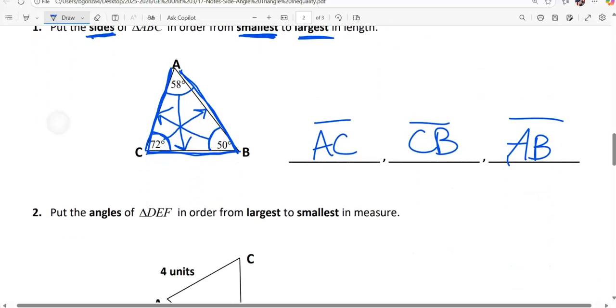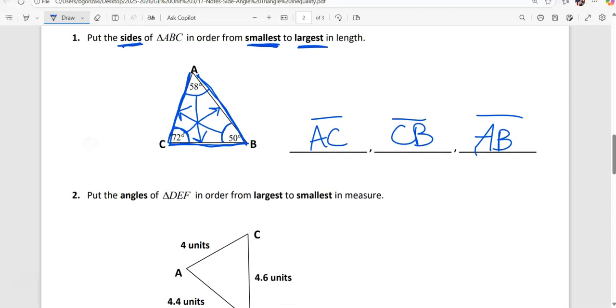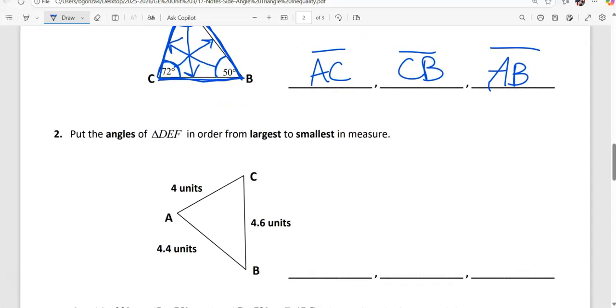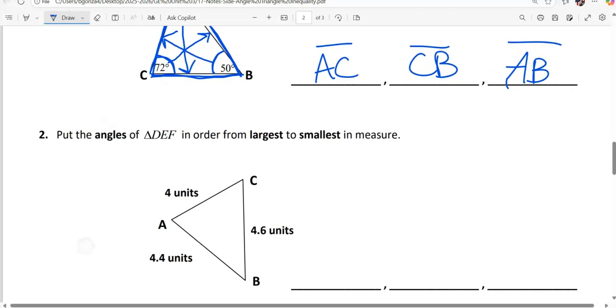Now, what about angles? Number one was talking about sides from smallest to largest. Let's talk about the next one. Number two. It's asking us to put the what? Now we're doing angles in order. And we have to read this carefully because it's not saying smallest to largest this time. It's saying largest to smallest. So I look at my picture. The things that are labeled are on the outside. These are side lengths. These are not angles.